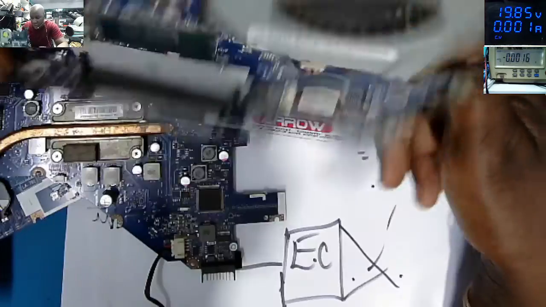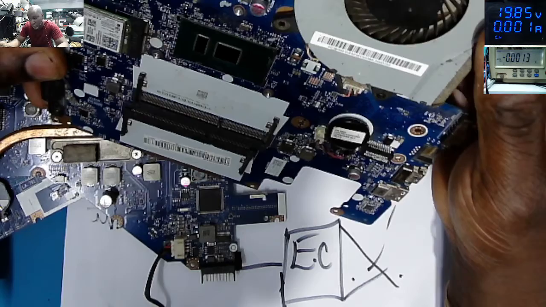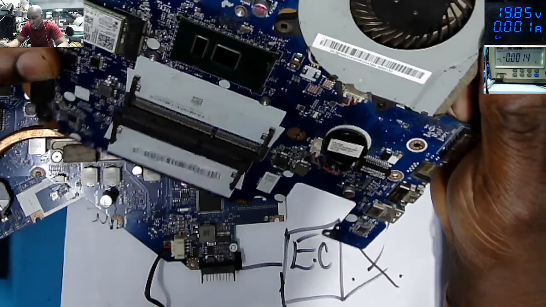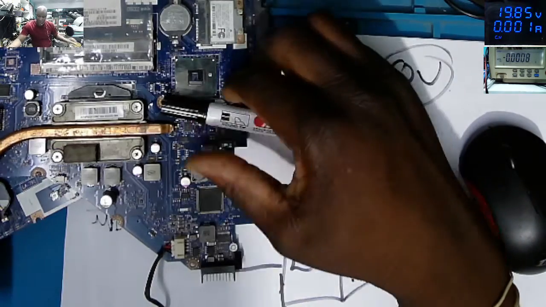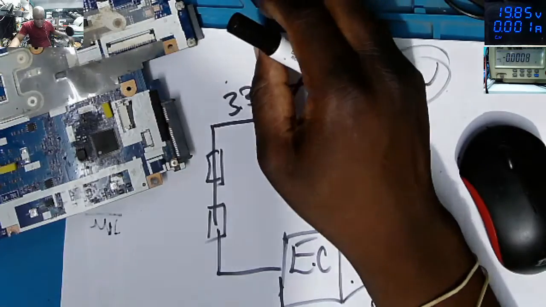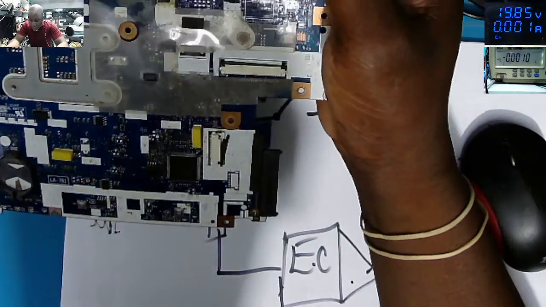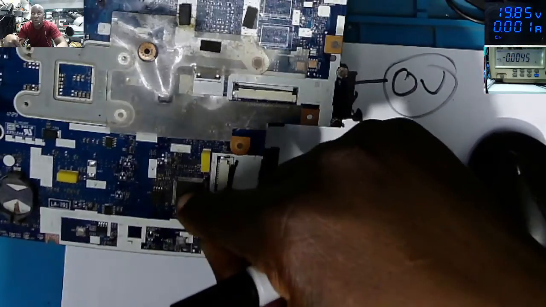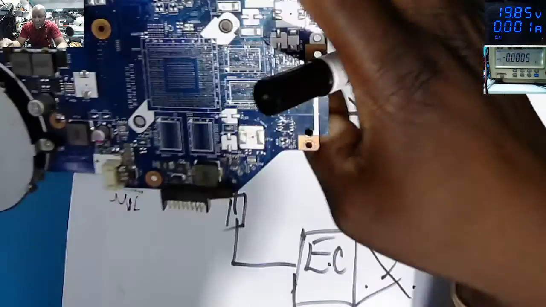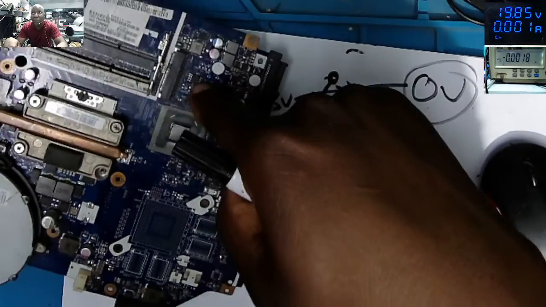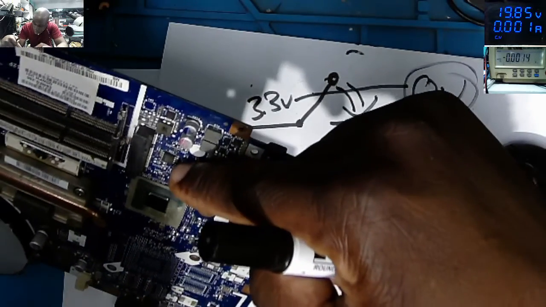Where's the BIOS chip for this one? Let's focus on the ESA. Yeah, the ESA problem, the ESA is obvious. The BIOS chip is close to the EC chip. And we have another BIOS chip here. Probably this one is for the backup.